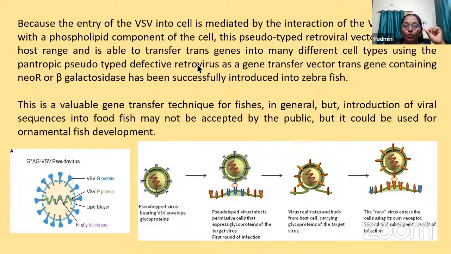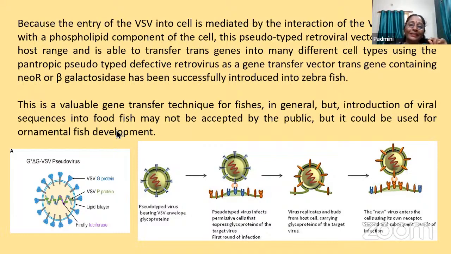So you need a pseudotype defective retrovirus so that you can transfer the gene of interest packed by VSV-G proteins. This is done successfully in zebrafish. And this is a valuable gene transfer technique for fishes because introduction of the viral sequences into food fish may not be accepted by the public, but it could be used for ornamental fish development.